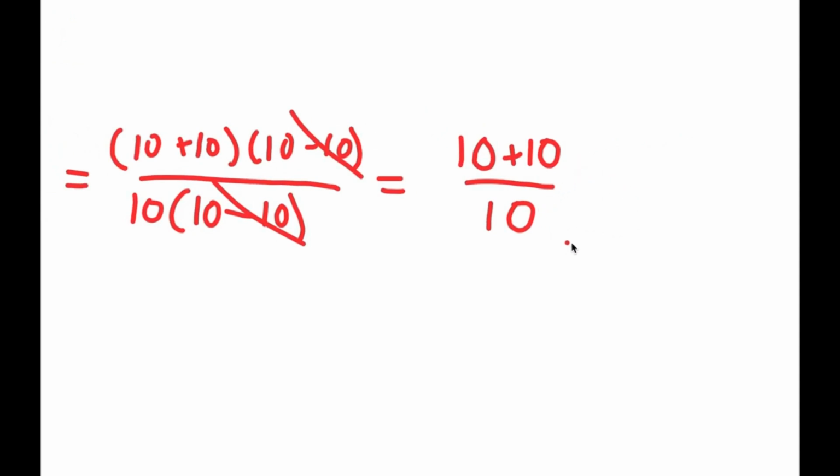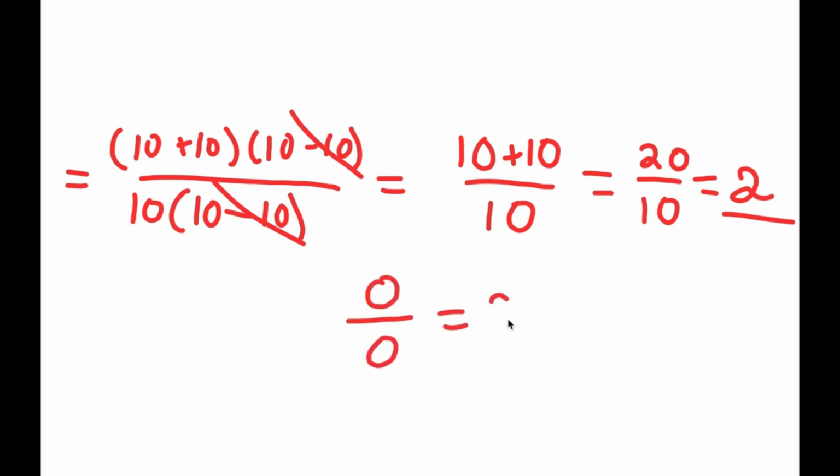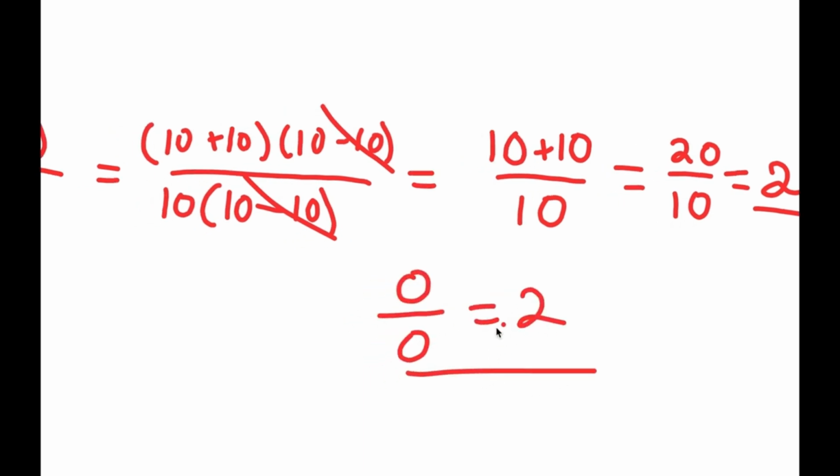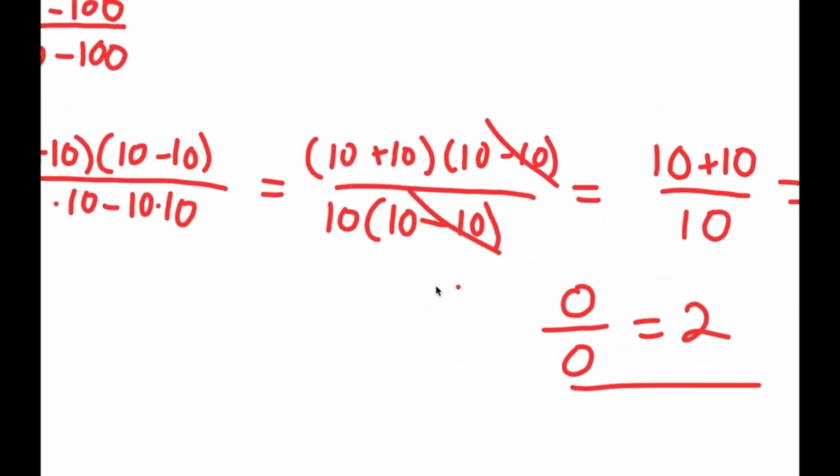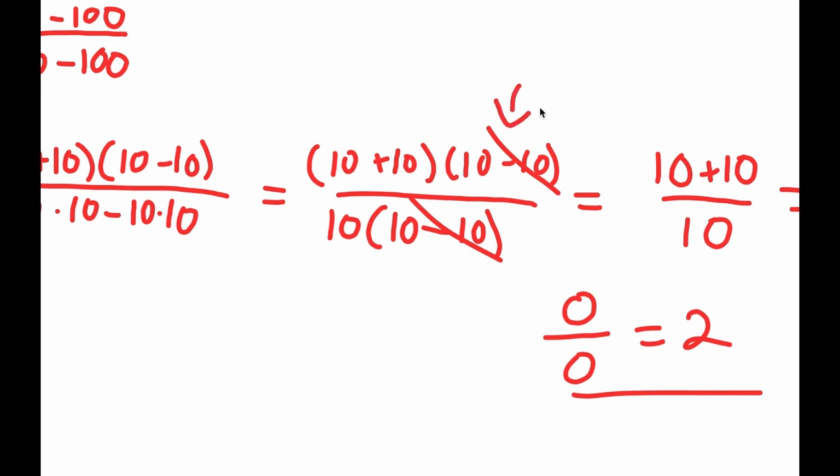And, well, 10 plus 10, that's 20. So I have 20 over 10, and 20 divided by 10 is 2. So there, I just proved that 0 over 0 is equal to 2. So, obviously, 0 over 0 is not 2, so where did I go wrong? Well, I went wrong right here.